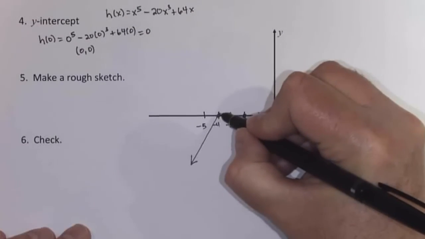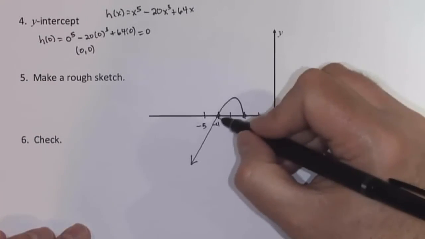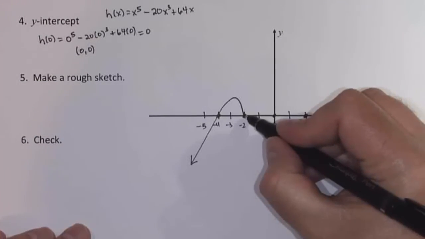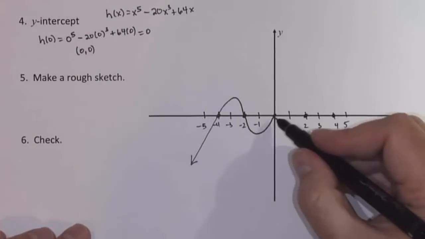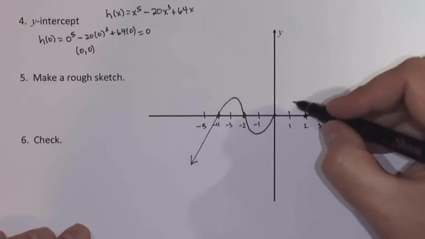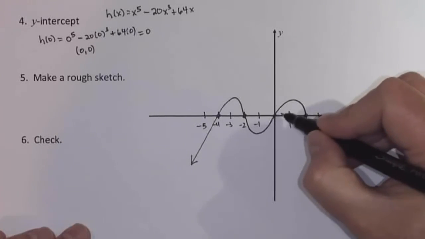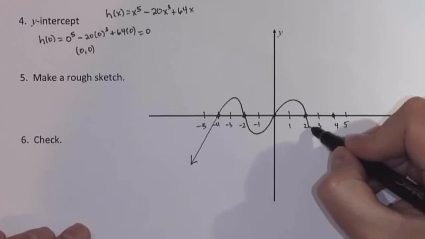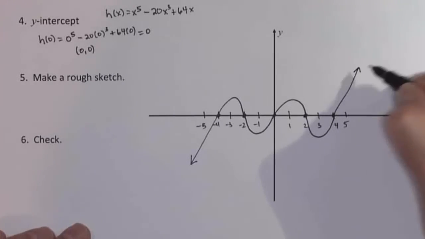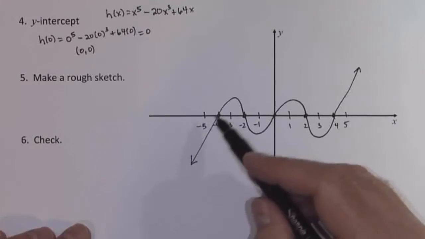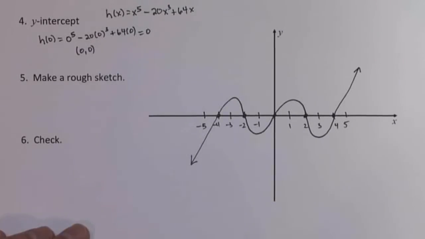So for that to happen, our graph has to go up and back down to be above on that interval. Then it's going to go below, and somehow it's going to come back up to be below on that interval. Then it's going to go back up and be above on that interval, and then it's going to be below on that interval, and then it's going to be up from then on. So roughly, our graph is going to look something like this.